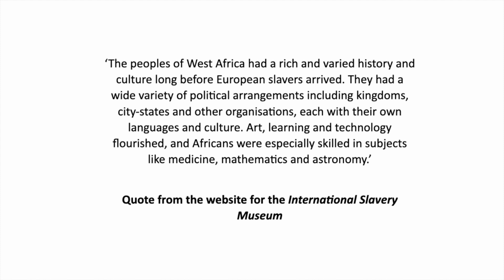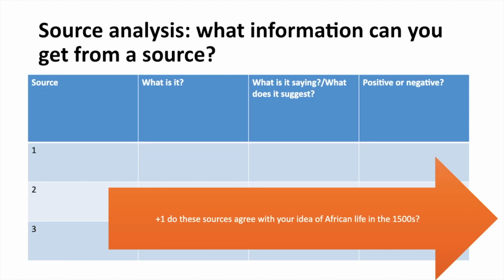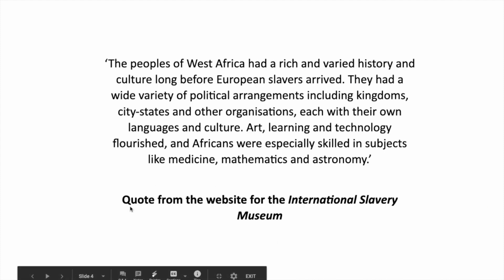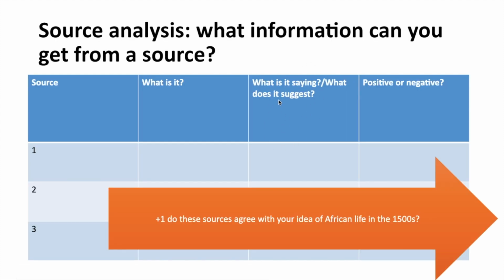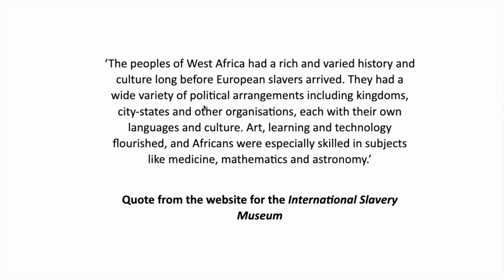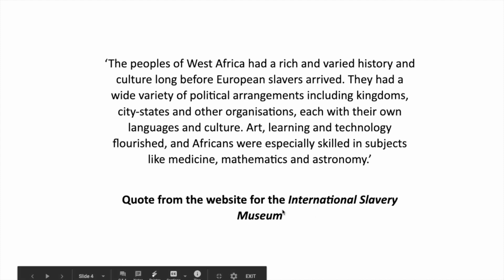So take a look at the table that we're trying to answer. What is this? Well, we know it's a quote from the website from the International Slavery Museum. What is it saying? What does it suggest? Well, you could give a quote to show what it's saying and then go on to explain that. So a quote you might want to take is, Africans were especially skilled in subjects like medicine, mathematics and astronomy. Or, the peoples of West Africa had a rich and varied history long before European slavers arrived. All of those are part of the message that this website is trying to give out.